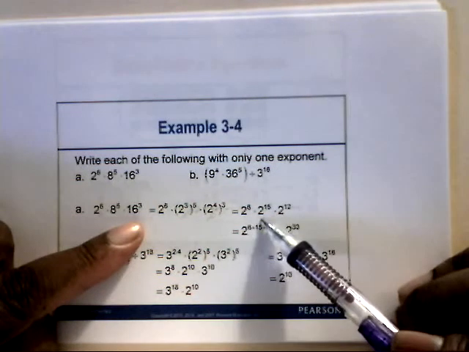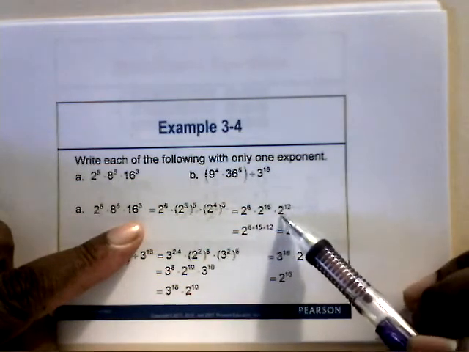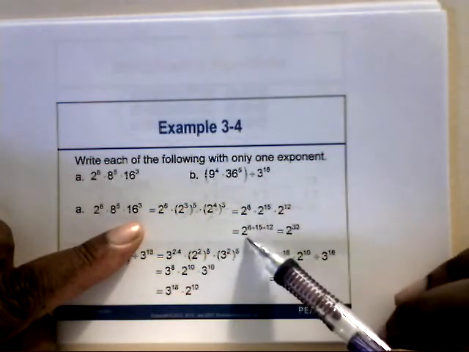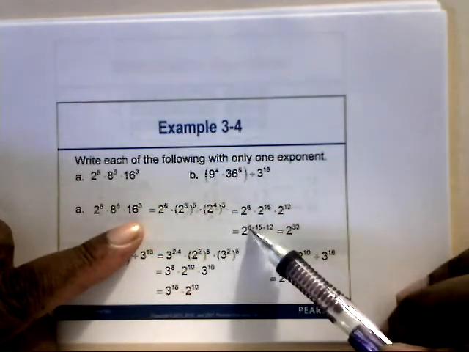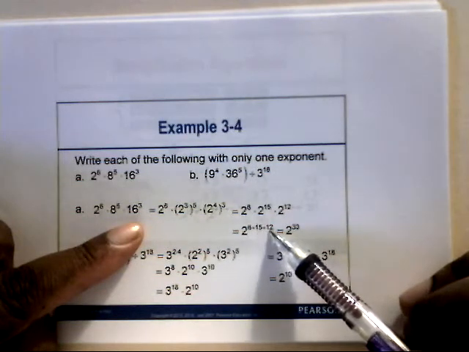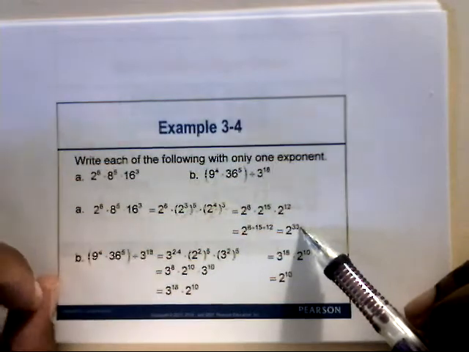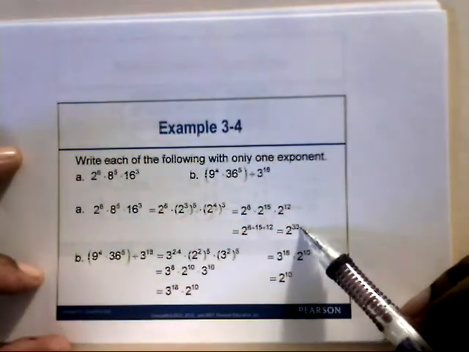Okay, I'm taking the product of powers with the same base. So that means I can add the exponents. So bring down the 2 and add 6 plus 15 plus 12. That will give you 2 to the 33rd power as your final answer.